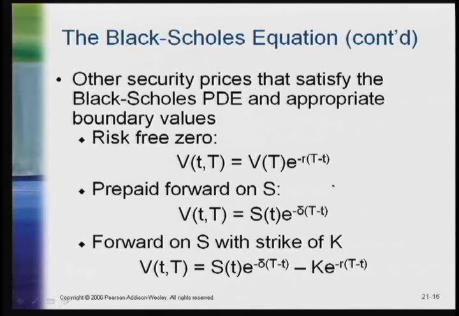A prepaid forward, this is F_0,T^P of S. A prepaid forward contract on S is a security we can buy today. It has a price at every point in time. Again, we can verify that this satisfies the differential equation, and what's its terminal value? S of capital T. It's a derivative security that satisfies the differential equation and has a terminal value at time capital T equal to the stock price at time capital T.